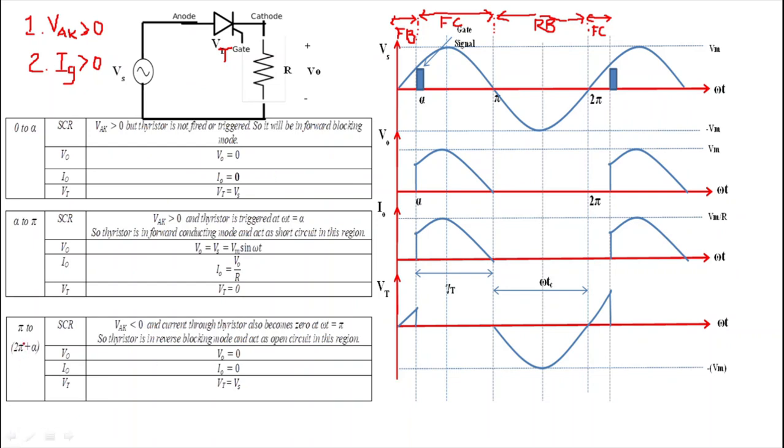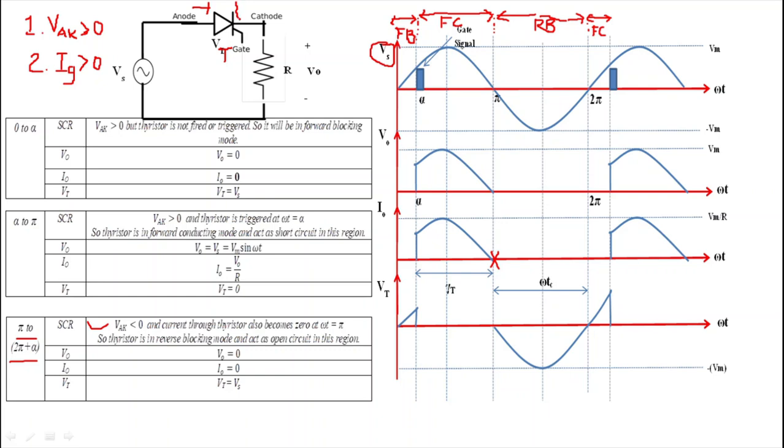Now we will see the operation of the circuit from pi to 2 pi plus alpha. Here from pi to 2 pi plus alpha, we can clearly see that this source voltage Vs reverses after pi. When it reverses, the anode to cathode voltage becomes negative. And the second point is that this I naught becomes 0 at omega t equal to pi. That's why the thyristor gets turned off.